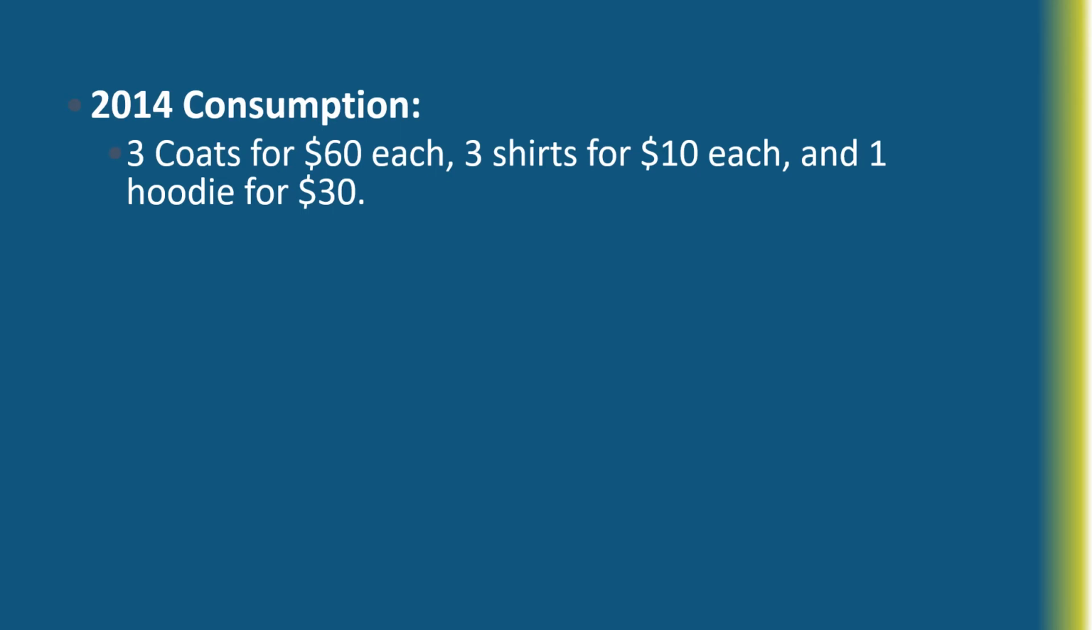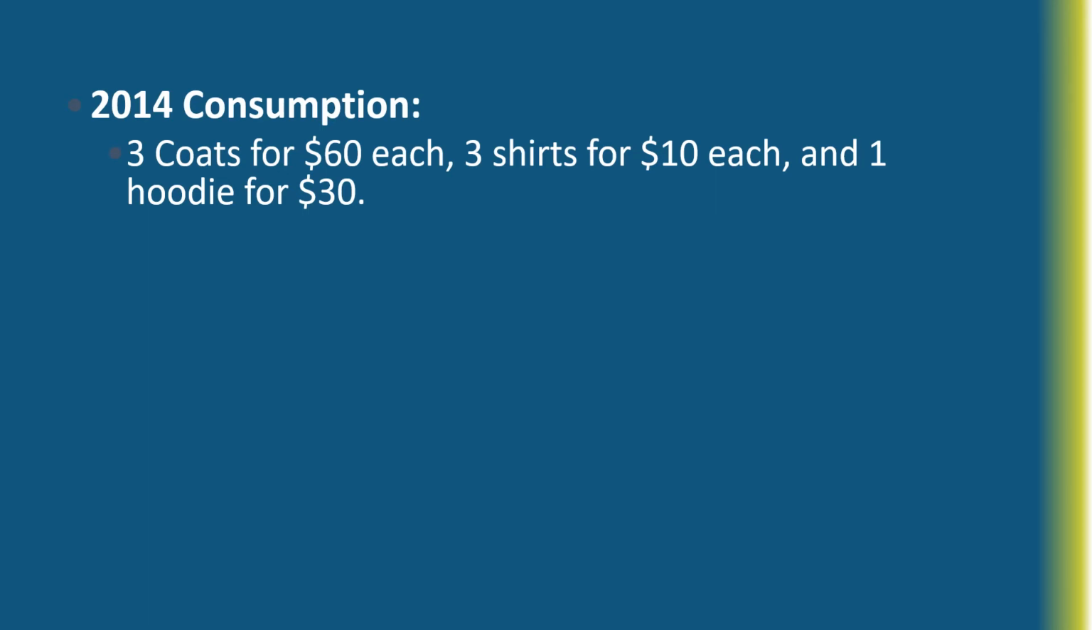And so in our approach to CPI, we're very tempted to then say, okay, 3 times 60 gives you 180, plus 3 times 10, that's now up to 210. And now add to that $30 more for that hoodie. We're tempted to say 240 here. But this is not our bundle of goods. Our original bundle of goods was 2 coats and 3 shirts.